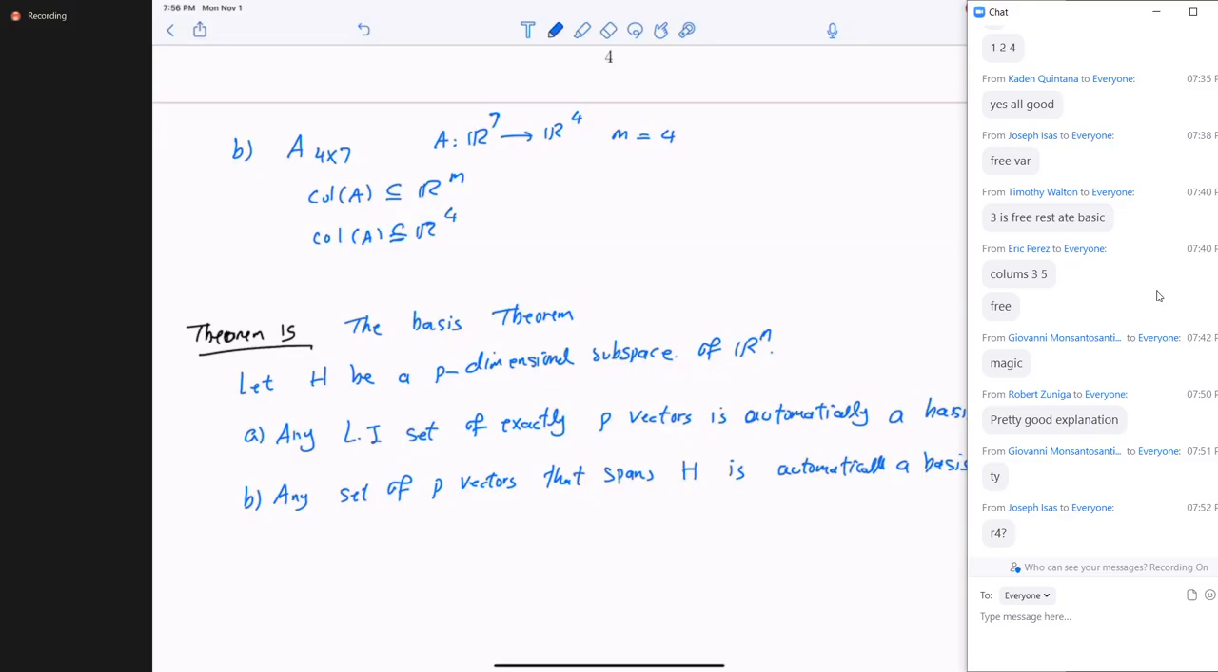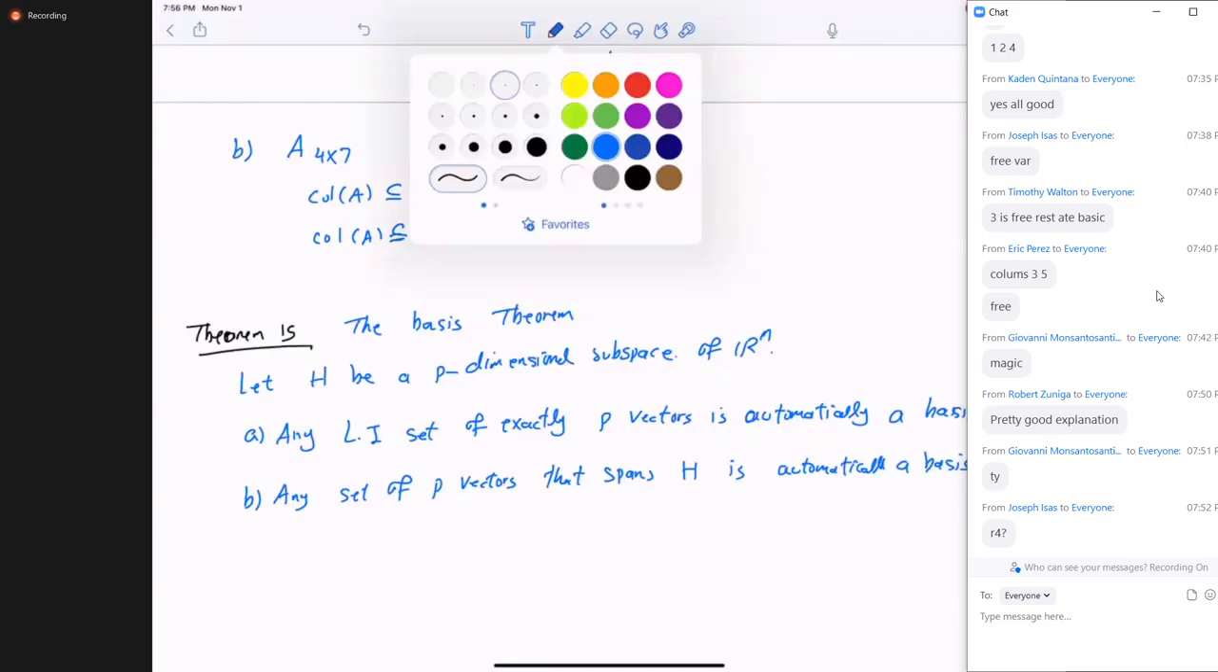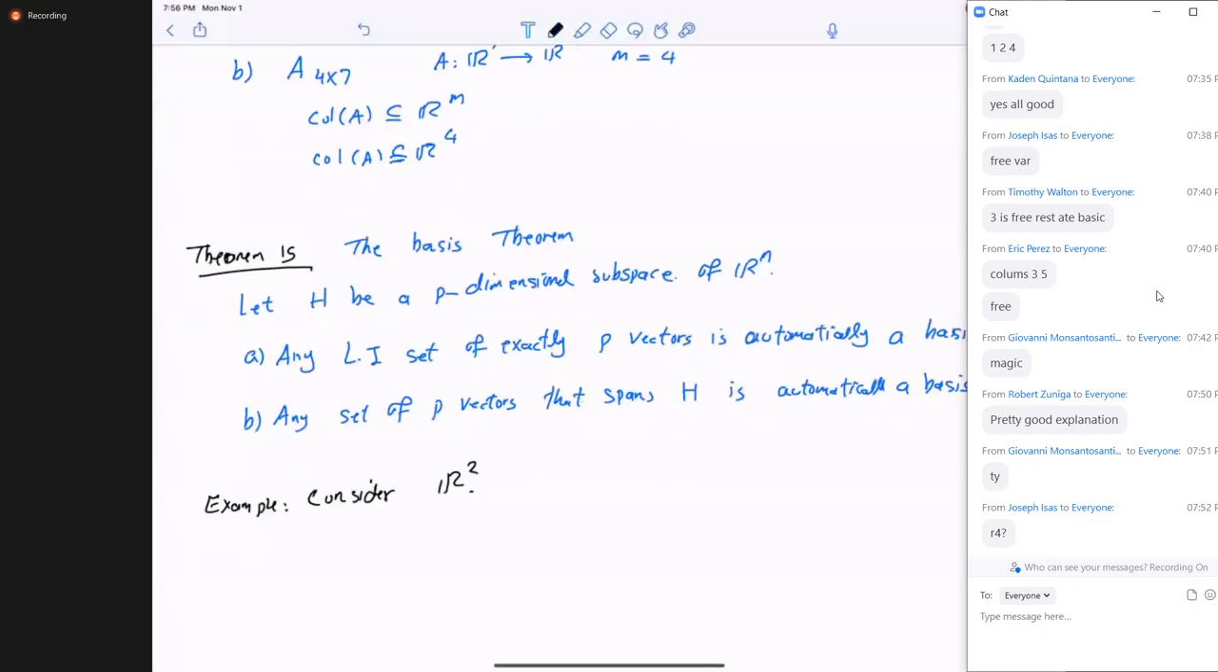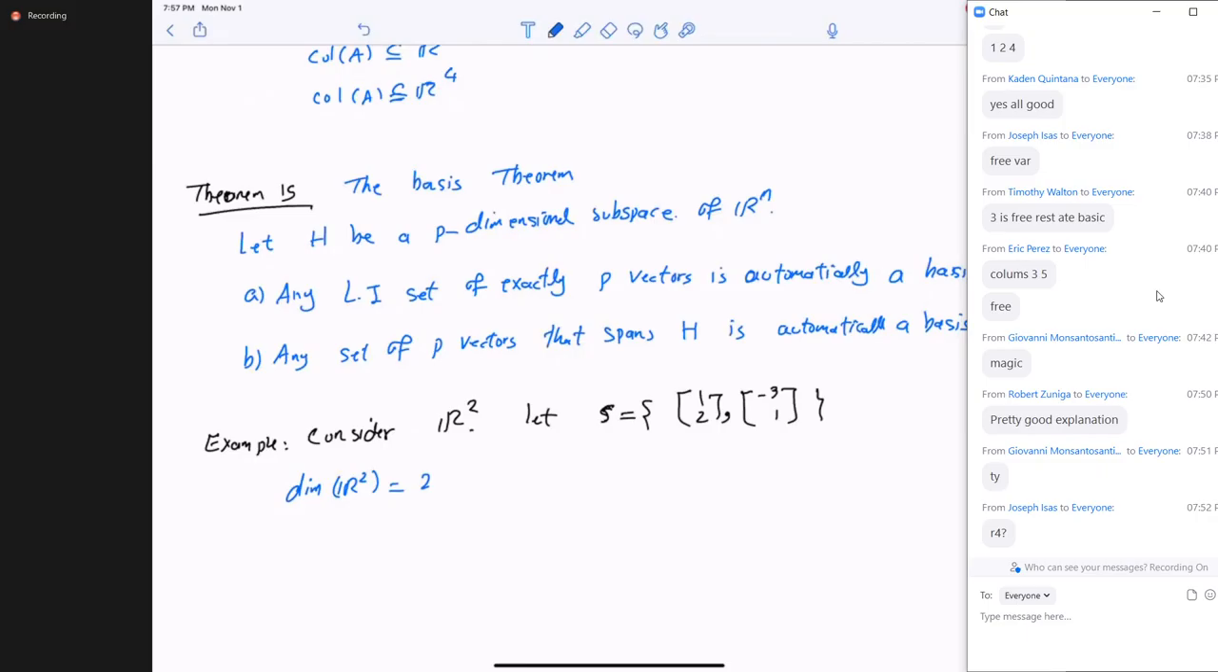So let me explain it more. For example, consider R2. Let S be the set of the vectors (1, 2) and (-3, 1). What is the dimension of R2, guys? The dimension of R2 is 2, I agree. So how many vectors do we have in S?